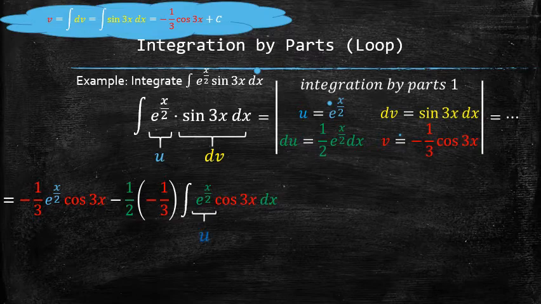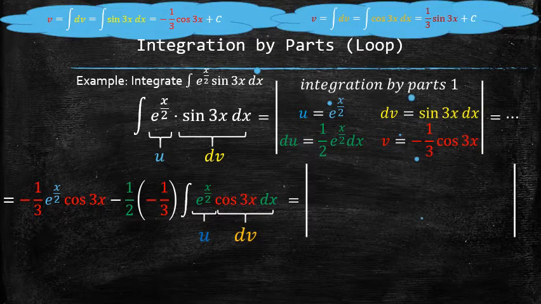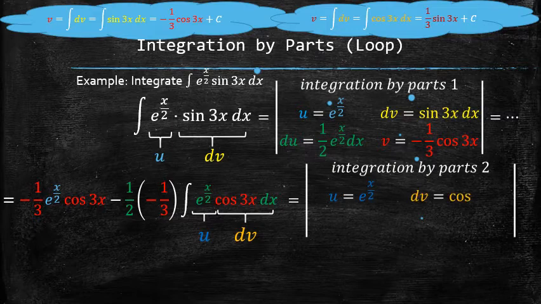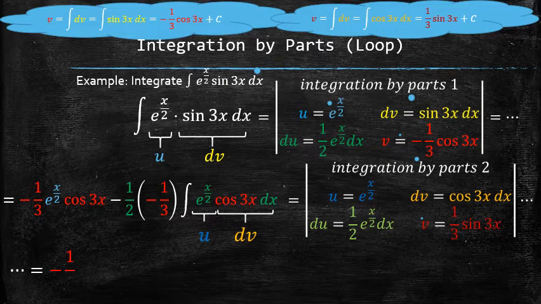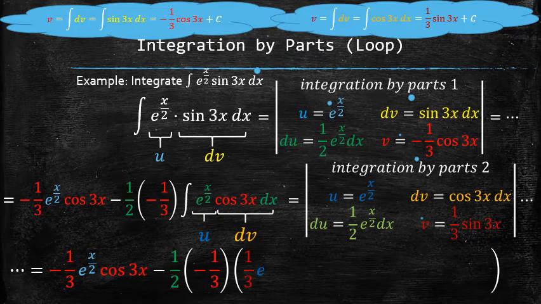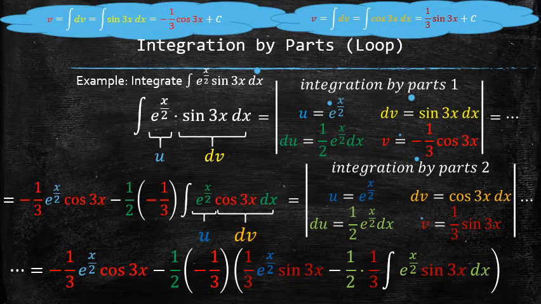We choose new u and dv and integrate by parts again by differentiating u to find du and integrating dv to find v. The second integration by parts formula results in the integral that is exactly the same as the original problem. So we created a loop.